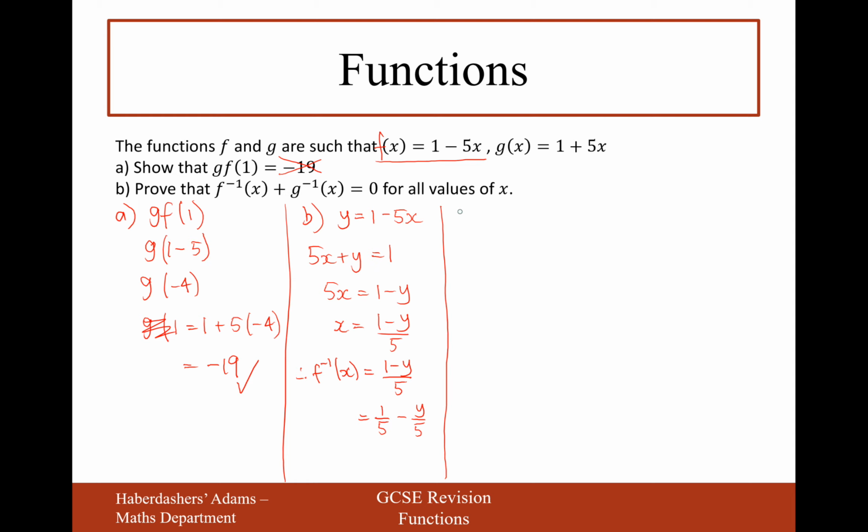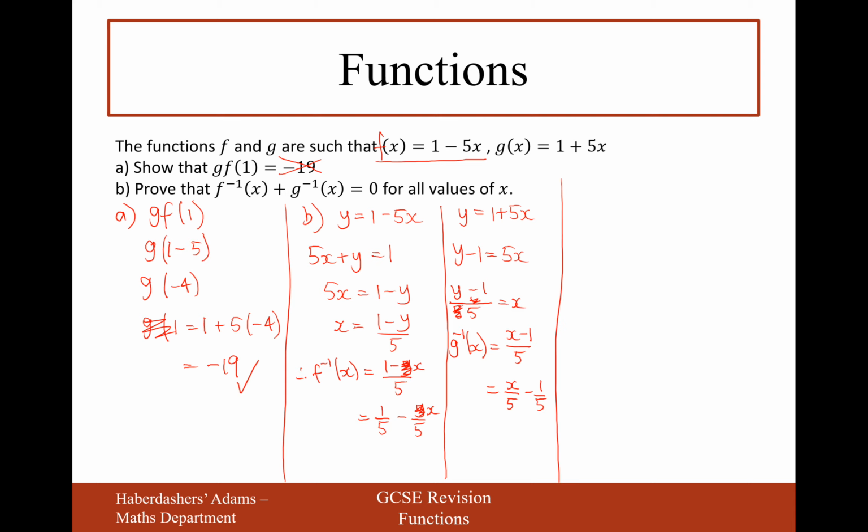I'll do the same for the g function, so y equals 1 plus 5x. In this case I'll just take away the 1 straight away because my x term is positive, and then I'll divide through by 5. So it would be y minus 1 over 5 equals x. So therefore the inverse function for the g function is, I was supposed to replace the y for an x, wasn't I? There we are, x minus 1 over 5. So therefore it might be better written as x over 5 minus 1 over 5.